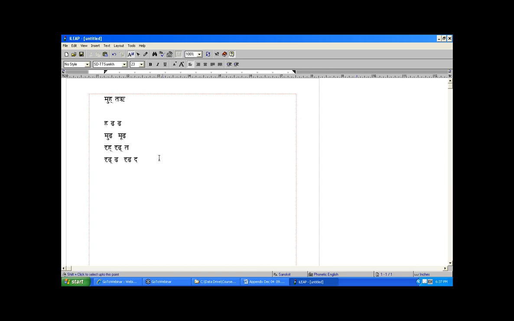You got lich plus t, and then it becomes lich, lid. Then it becomes le plus le plus 3. Now that ha becomes, and this becomes dha.